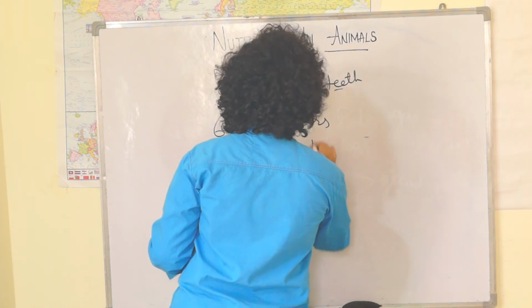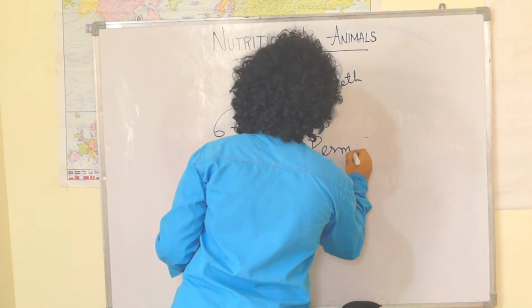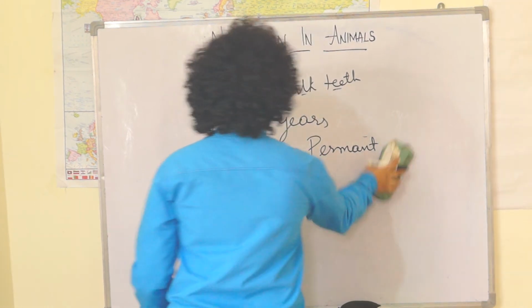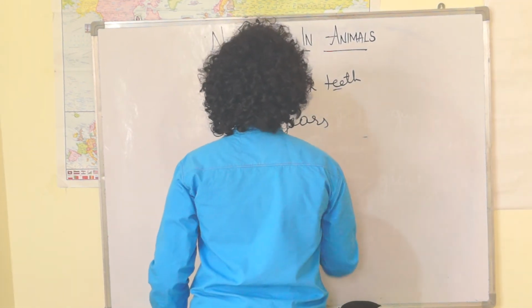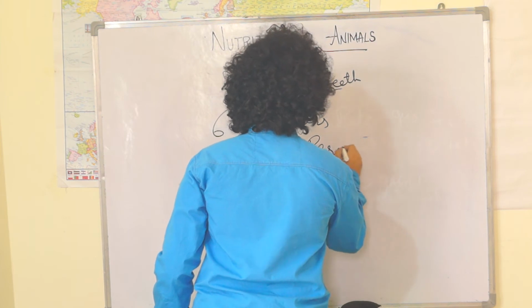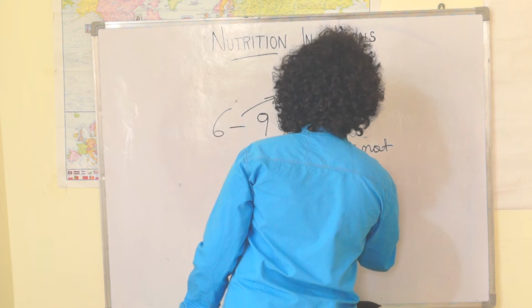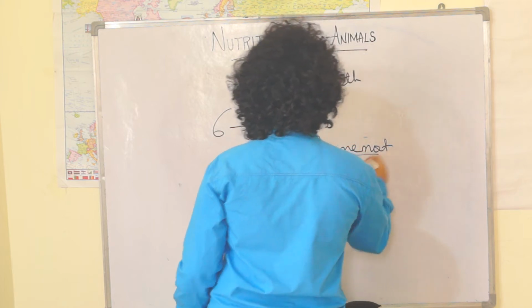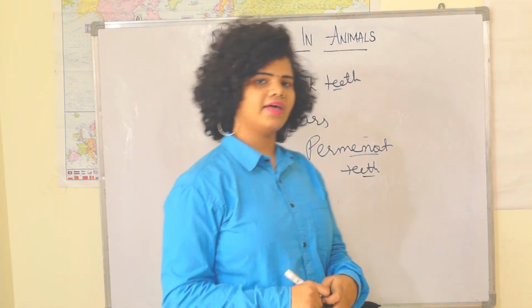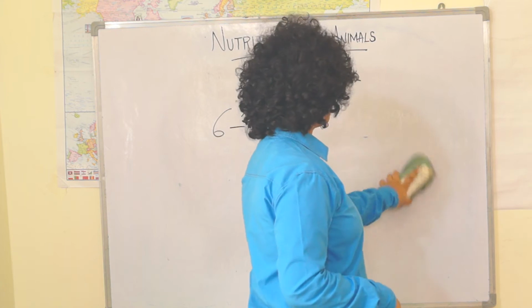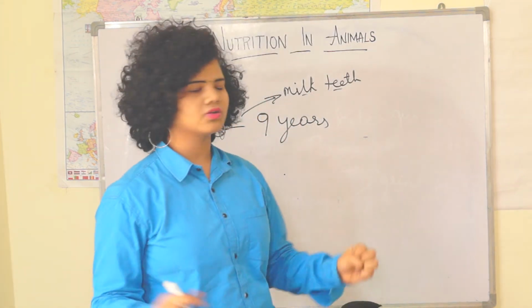So you have milk teeth and permanent teeth. The second set of teeth grows after 9 years old, and that type of teeth is called permanent teeth.